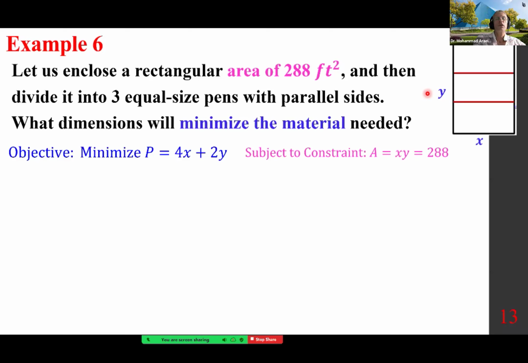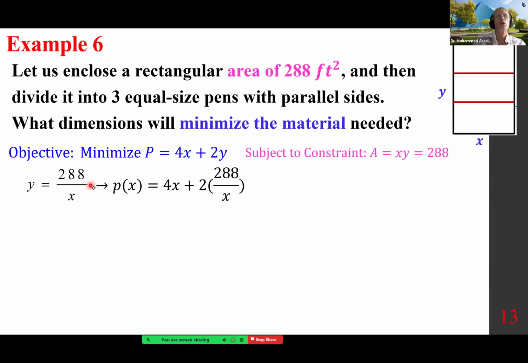Again, P is a function of two variables, namely x and y. So you're going to solve for y, making it 288 over x. And over here, this is fine. The y is replaced. So this is 4x. This is 2 times 288, or 576 divided by x, or 576 x to the power minus 1. We write it in this fashion because of the next step, which is differentiation.